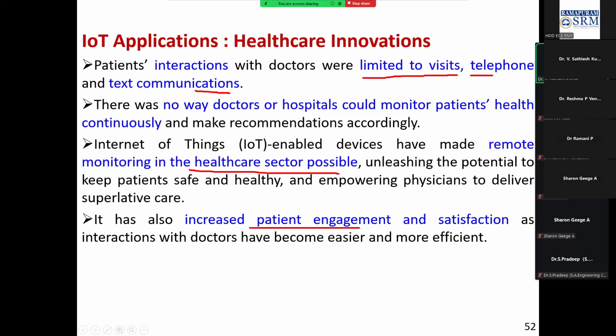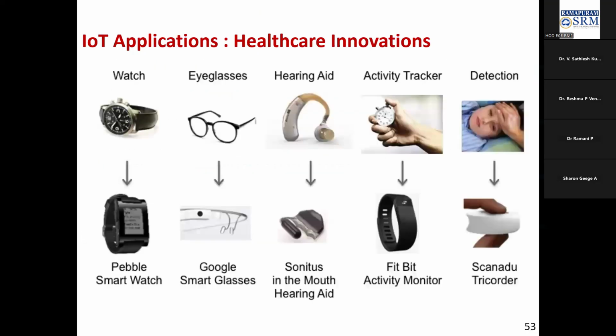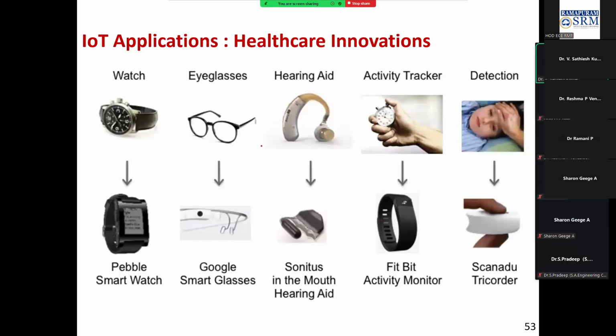So there is increased patient engagement and satisfaction. The patient will know that, okay, the doctor is with us all the time. So they will feel a little bit more confident, and their satisfaction will increase a little by using the IoT devices. So there are different healthcare devices like watches, eyeglasses, hearing aids, activity trackers, detection systems for identifying fevers, smart watches, Google glasses. Then for hearing, we can use Fitbit monitor, scanner recorder. So like that, we have different healthcare gadgets available.